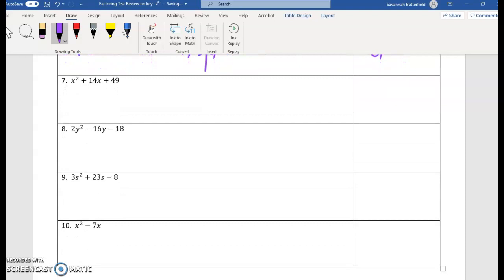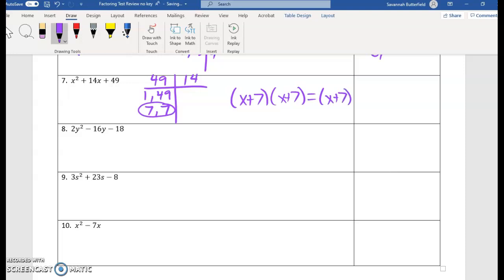Looking down at number 7, so we have a 1, a 14, and a 49. Those do not have a greatest common factor. So since my a value is 1, I can go ahead and just set up a t-chart. I'm going to factor 49 to get a sum of 14. So my factors for 49 are 1 and 49, and 7 and 7. So 7 plus 7 is what gets me 14. So this is going to be x plus 7 times x plus 7, which is the same thing as x plus 7 squared because they're being multiplied by themselves. So for this one, we only used a t-chart.